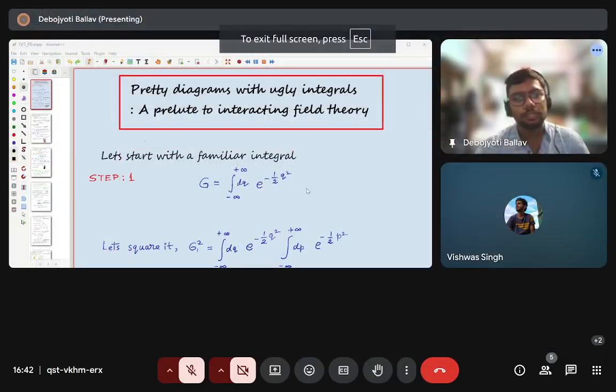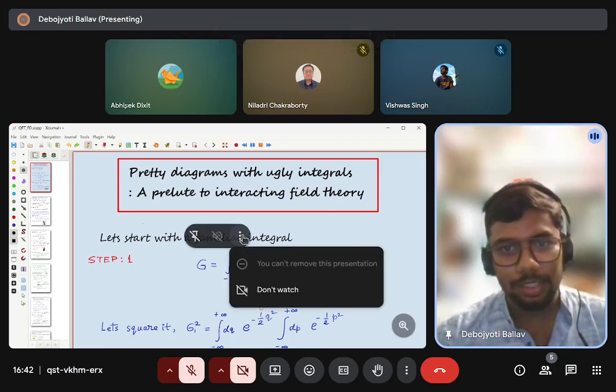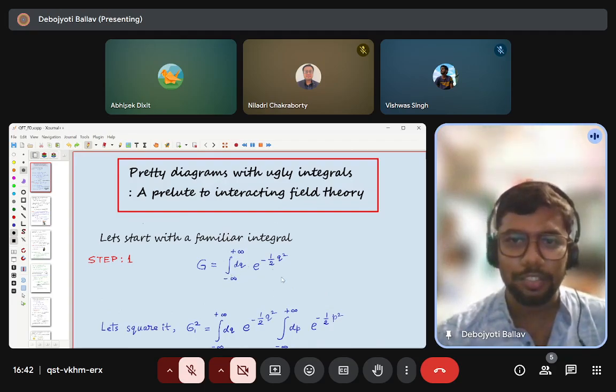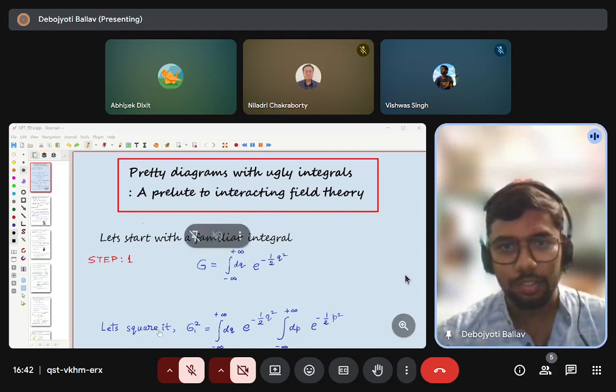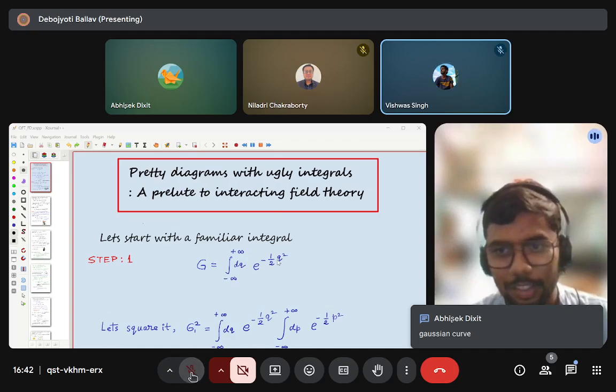So let's start. Let's start with something very familiar. I think probably at kindergarten you have done such integrals, like the integral written here. This integral is very familiar. Anybody, can you tell what that integral is? Any of you? You know this integral, right? Yes, this is a Gaussian integral.